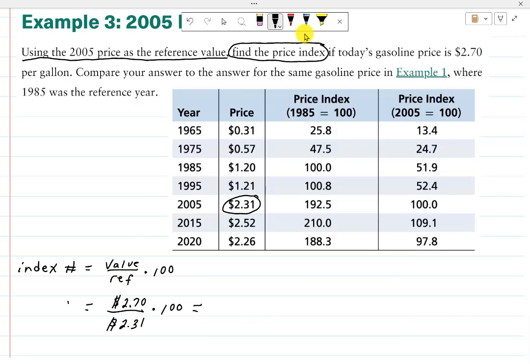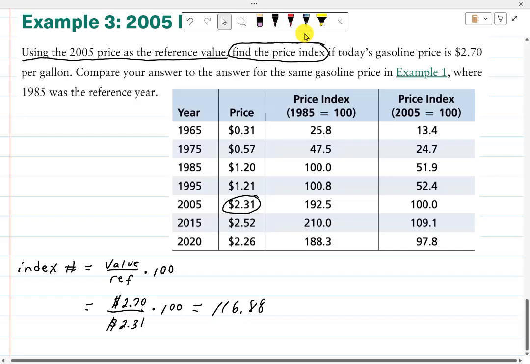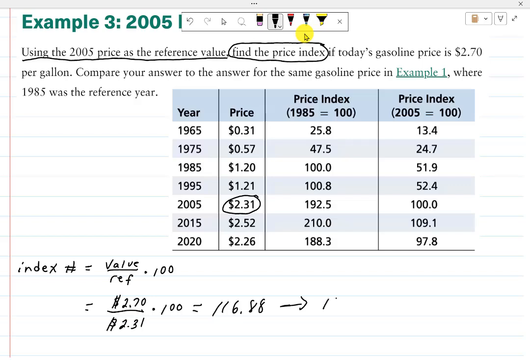It's an index number. They never do index numbers to that many decimal places, so we should really do 116.9.